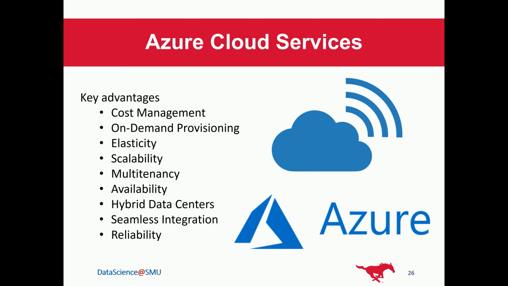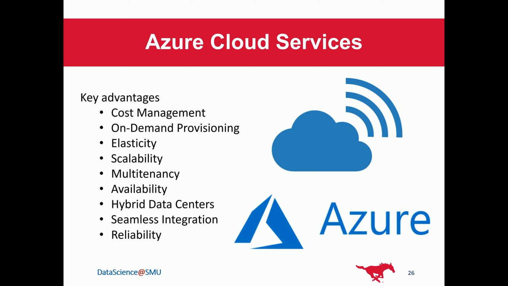Now let's look at a few key advantages. Cost management. This keeps the cost down. On-demand provisioning. You're basically able to spin resources up and down as you need them. Elasticity. Think of this as automated provisioning. Scalability. The scale that meets your usage. Multi-tenancy. Allowing for multiple users at the same time. Availability. It is there for you at all times.